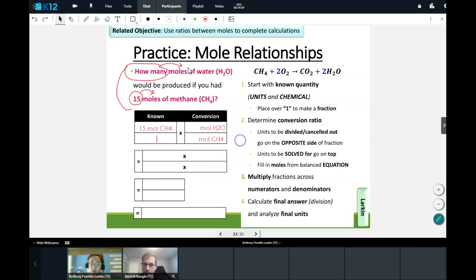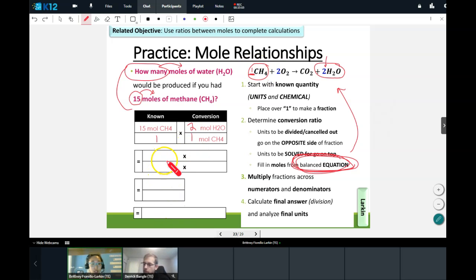Now, to fill in this conversion ratio, we always go from the balanced equation. So let's check that out. How many moles of H2O are in my equation? Take a look at the big coefficient in front. Absolutely, right here, there are 2 moles of H2O. What about how many moles of CH4 are in the equation? There's a blank in front. A blank coefficient actually stands for 1. So we have 1 mole of CH4.